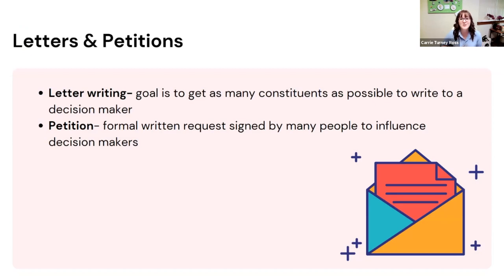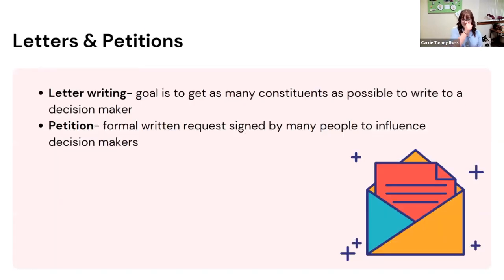So now we're going to talk about letters and petitions and letter writing campaigns. So with a letter writing campaign, the goal is to get as many constituents, as many people as possible to write to a decision maker. A petition, a formal written request signed by as many people to influence decision makers.